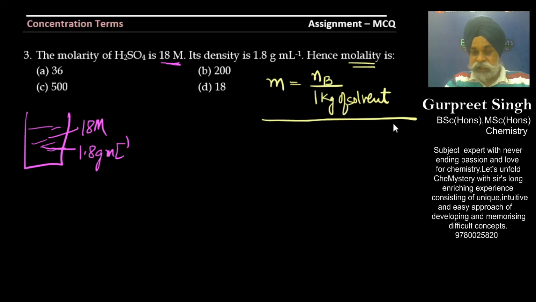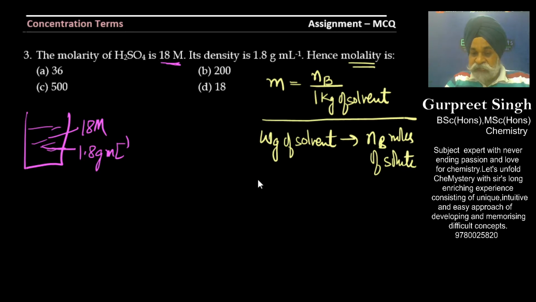I would say it like this: if I have W grams of solvent, W grams of solvent contains n_B moles of solute. Then if I have 1 kg of solvent, how many moles would it have? It would have n_B upon W_A.